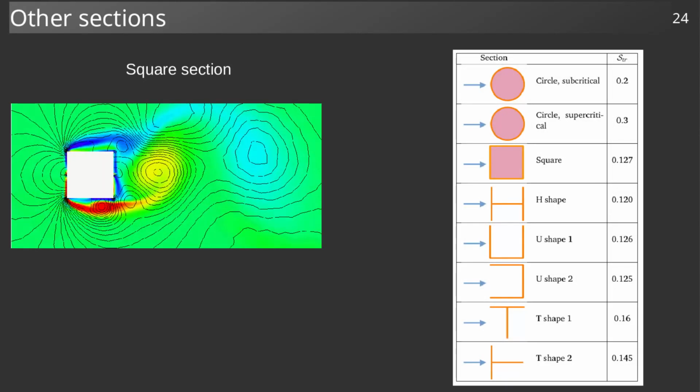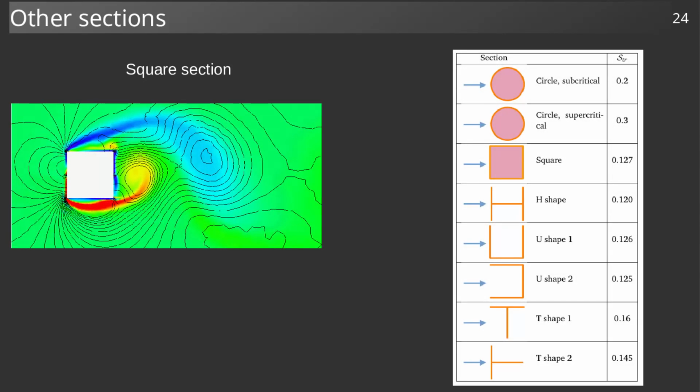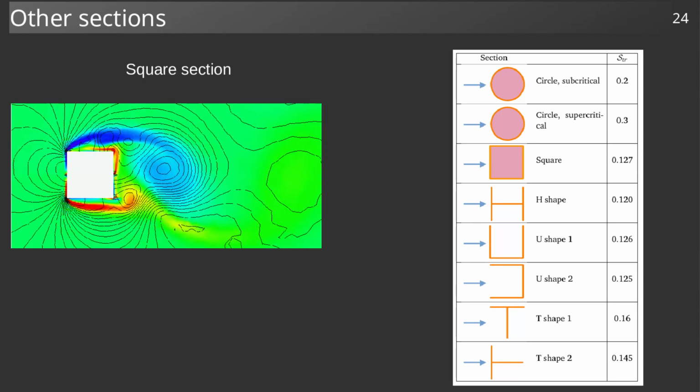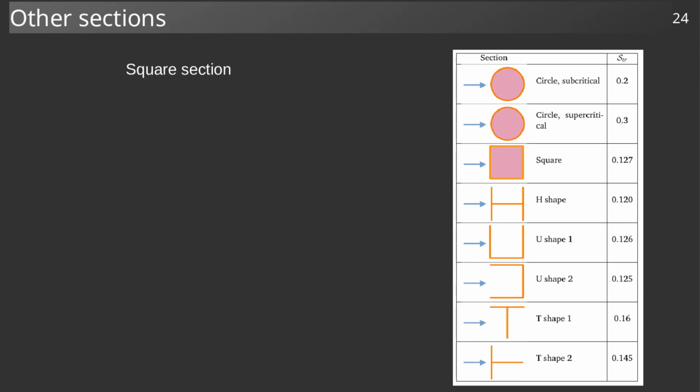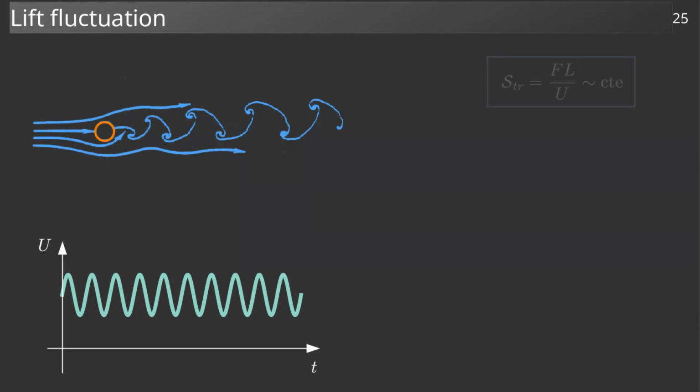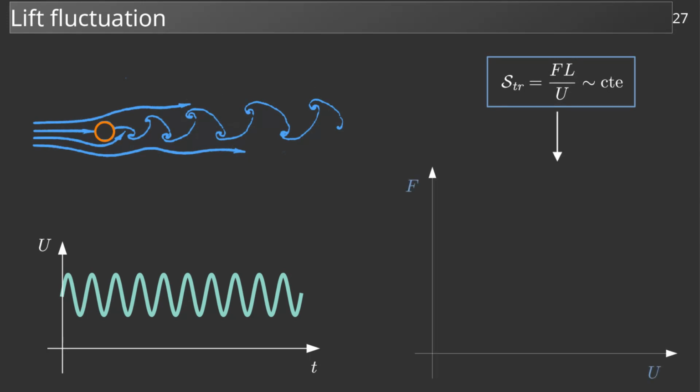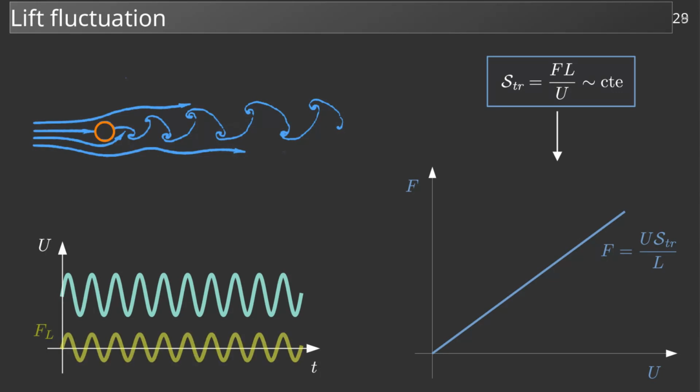Many types of sections can be studied in this way, and the Strouhal number can be measured for each. Here are some examples. We have thus shown that for all these sections, the Strouhal number is approximately constant, and therefore the frequency of the wake is proportional to the flow velocity. This periodic vortex detachment leads to a fluctuating lift at the same frequency, shown on this graph.